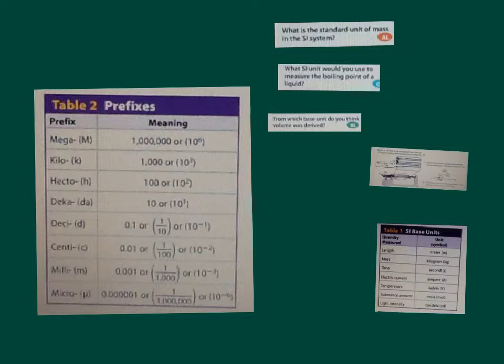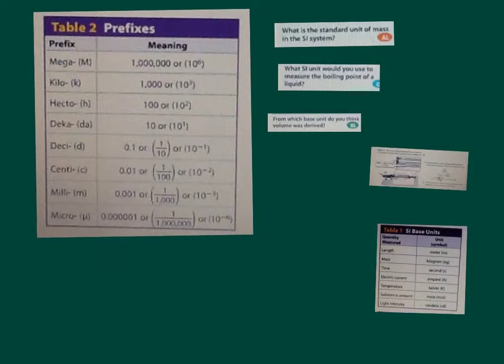For example, the prefix milli, that would be this one right here, M-I-L-L-I. This means 0.001 or 10 to the negative third power. So a milliliter is 0.001 liters, or 1/1000th of a liter. Another way to say this is 1 liter is 1,000 times greater than 1 milliliter.